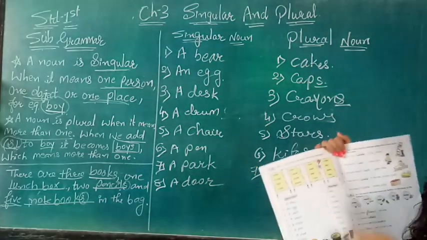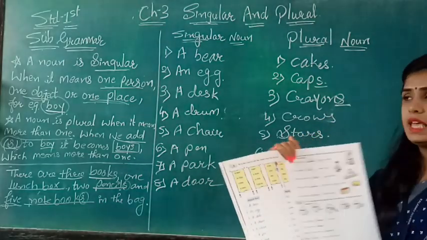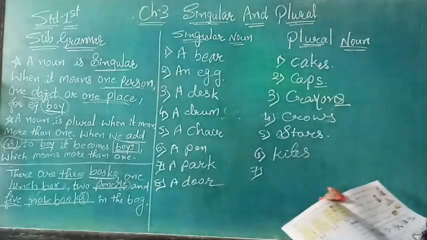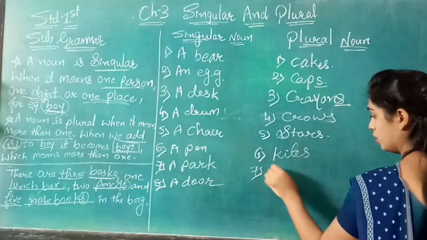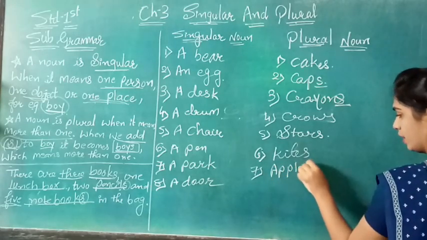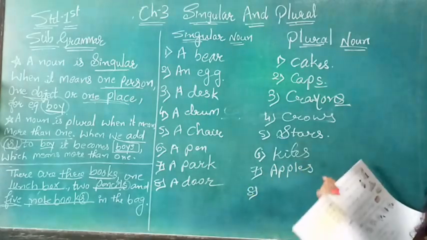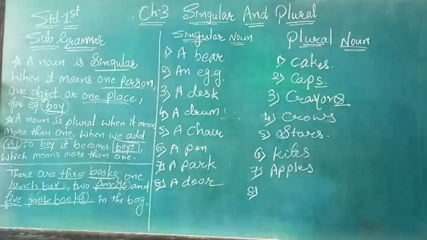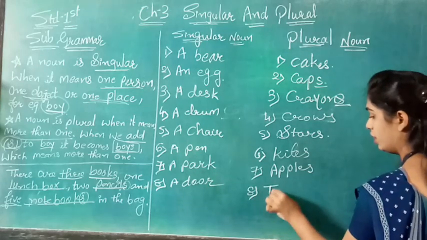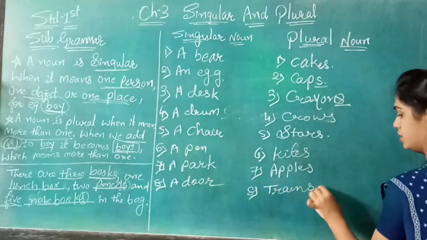Now see what is given here. Apples. Apples means more than one apple. There are so many apples. So we will write again in plural. And last one, what is given? Trains. There are many trains. Okay, more than one. So here we will write trains.